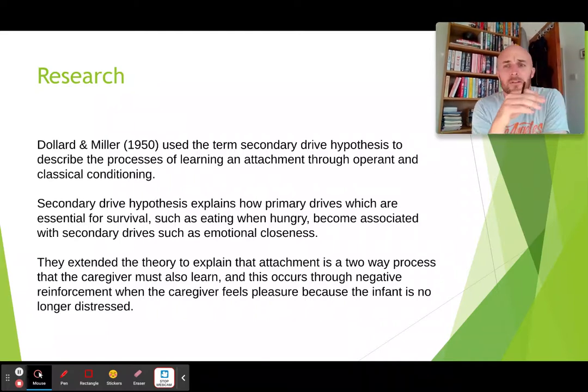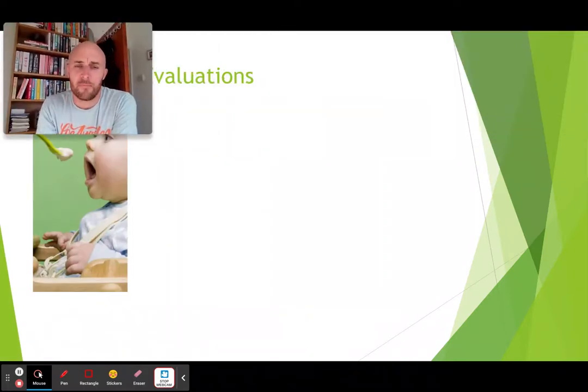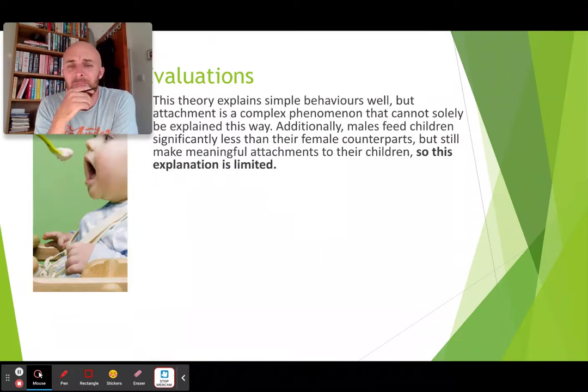Attachment. They applied learning theory to attachment. Fantastic. They extended the theory to explain that the attachment is a two-way process. Fine, we've covered a lot of that already. Now, in terms of evaluations, there are some pretty key ones just here. Let's go with the first one. This theory is too simple. You realize how complex your attachments are, especially as a kid.